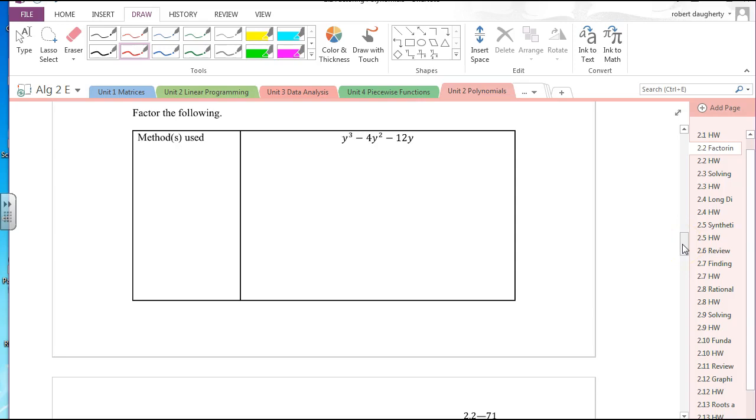So let's factor this. Let's talk about the methods we use. Look at this one. The first thing you always want to do is, if there is a greatest common factor, take that out. That will simplify things. Is there a greatest common factor here? Y. Okay, we'll disregard that 4. What do I multiply y by to get y cubed? Y squared. What do I multiply y by to get minus 4y squared? 4y. And then what goes here is a 3.